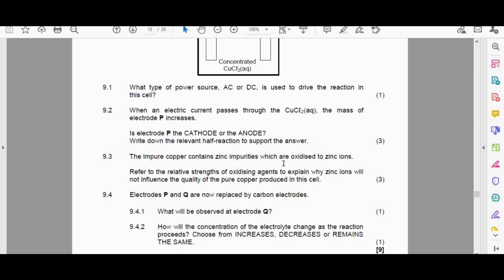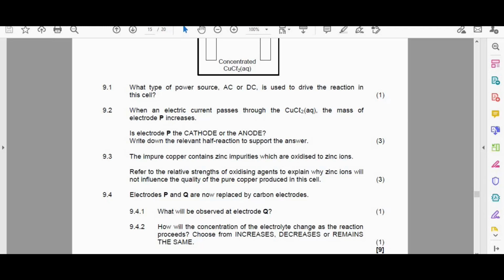And copper is being reduced, because it has a positive value. So zinc, because zinc is a reducing agent and not an oxidizing agent, the copper actually overpowers it, because it is a stronger oxidizing agent than zinc.